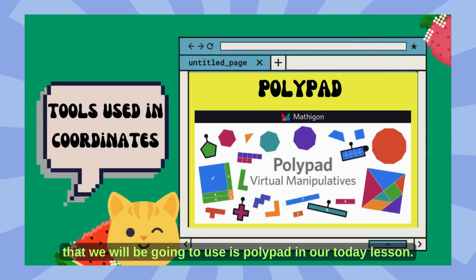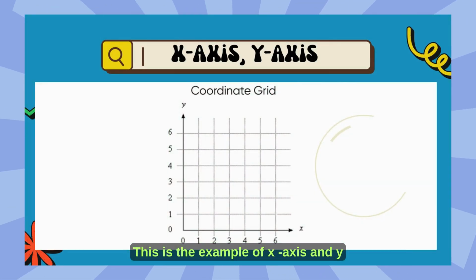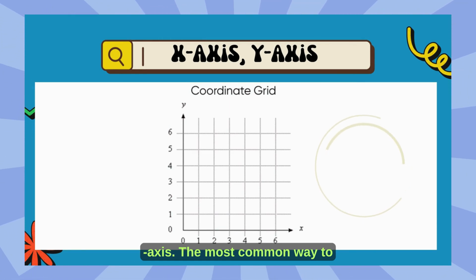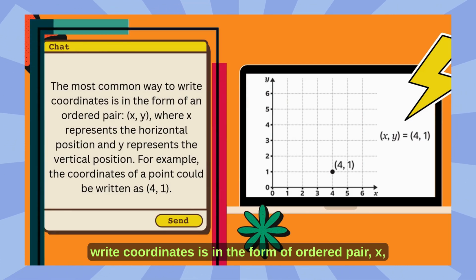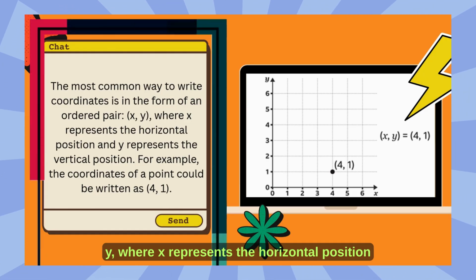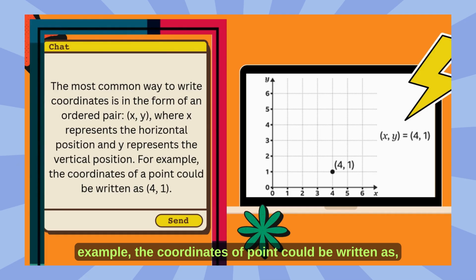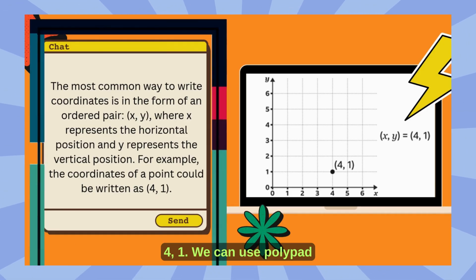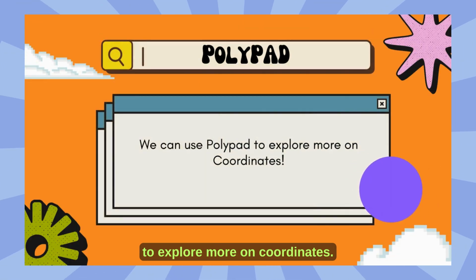The tool that we are going to use in today's lesson is Polypad. This is an example of the x-axis and y-axis. The most common way to write coordinates is in the form of an ordered pair, (x, y), where x represents the horizontal position and y represents the vertical position. For example, the coordinates of a point could be written as (4, 1). We can use Polypad to explore more on coordinates.